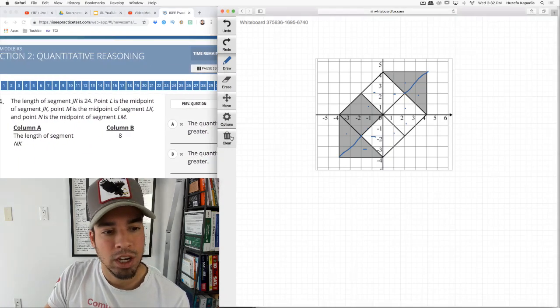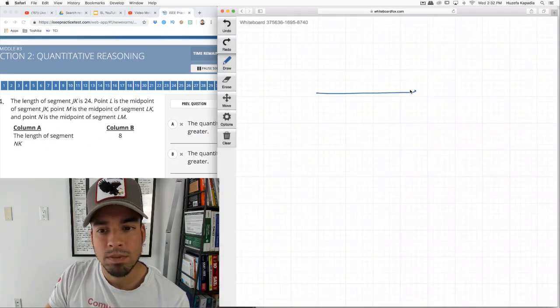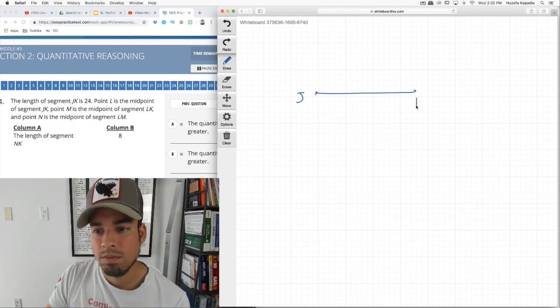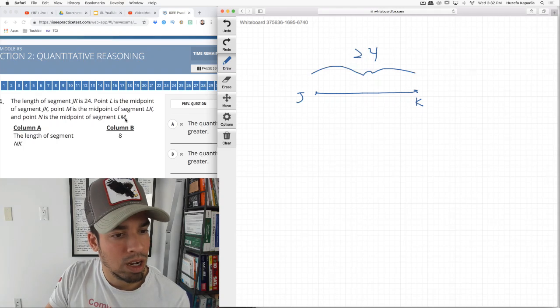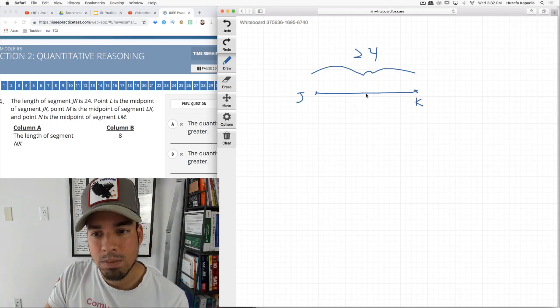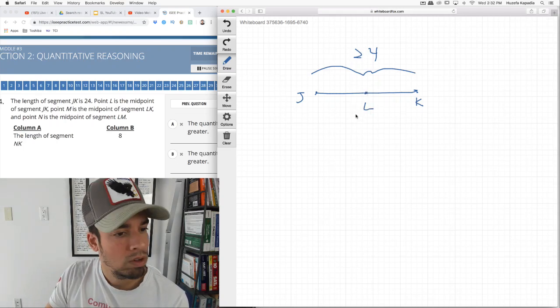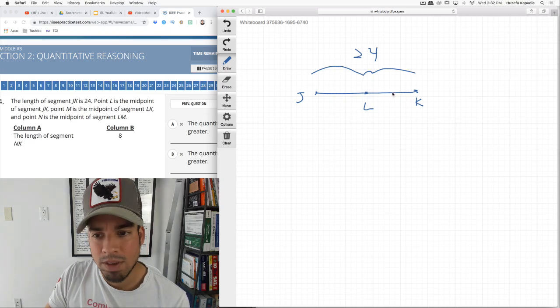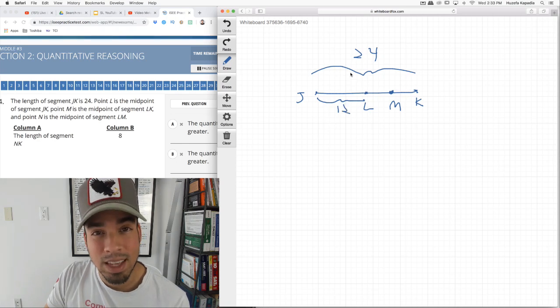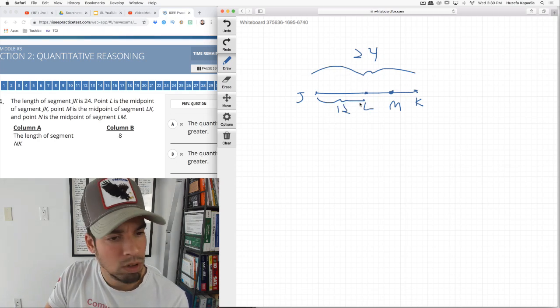The length of segment JK is 24. See how I'm drawing it out when there's no diagram given? Point L is the midpoint of JK. Cool. And point M is the midpoint of LK. Boom. So if this is the midpoint, this distance here is 12. Midpoint means it's the halfway point. All right, so I know that's 12.